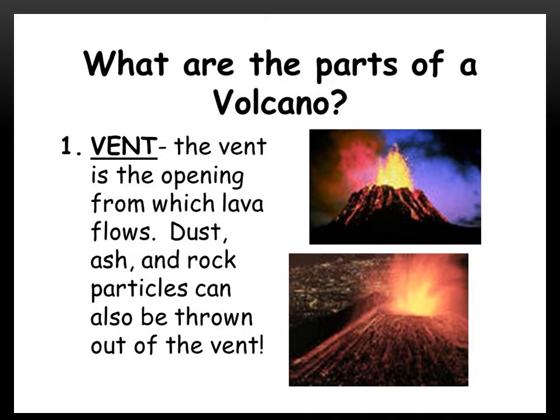The first part is vent. You can see it even in figure 2.12. The vent is the opening or a hole in the Earth's crust through which the magma comes to the Earth's surface. You can see that this is an opening on the Earth's crust from where the magma is forced onto the Earth's surface, and it is the opening from which lava flows. The dust, ash, and rock particles can also be thrown out of the vent.